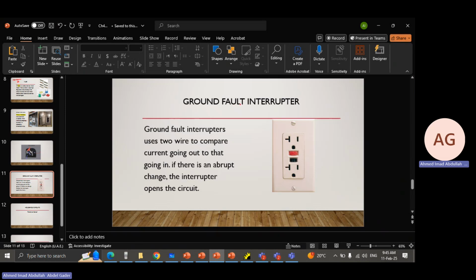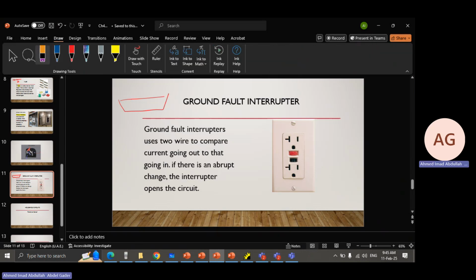Finally, the GFI, the ground fault interrupter. Suppose we have a fellow, he's taking a bath or whatever, and he drops a hair dryer into the bath. Let's see what the ground fault interrupter would do. So here's an electrical outlet, and here's our hair dryer, for example.